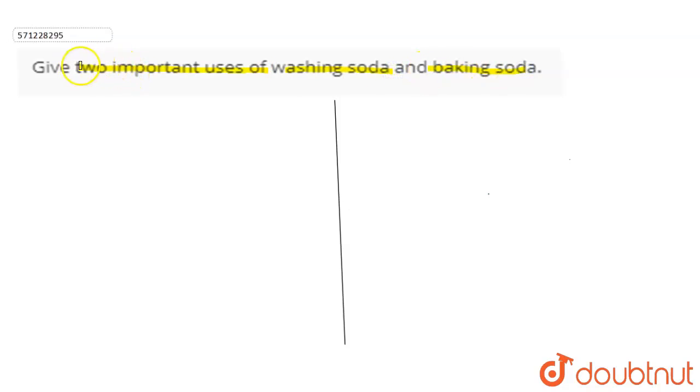Hello everyone, the question is: give two important uses of washing soda and baking soda. So in this question, we have to tell two important uses of washing soda and baking soda. So let's start the solution. Firstly, we will see the washing soda.